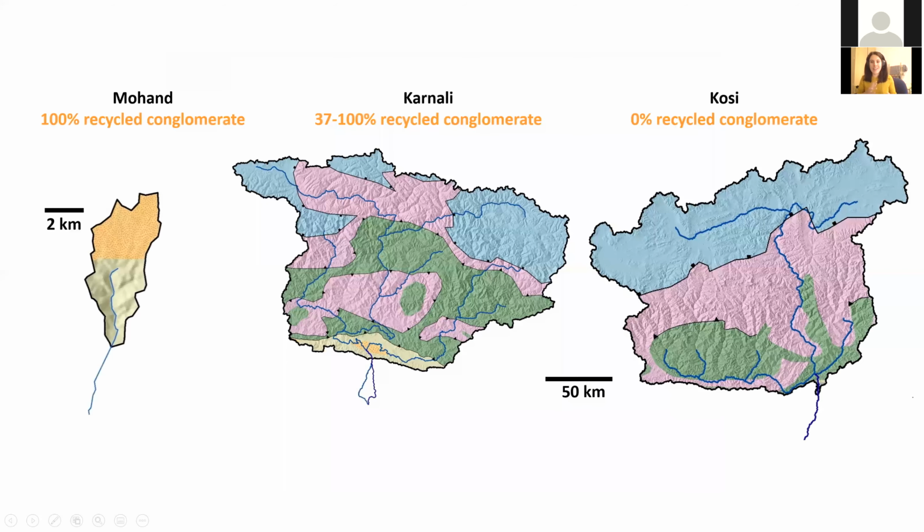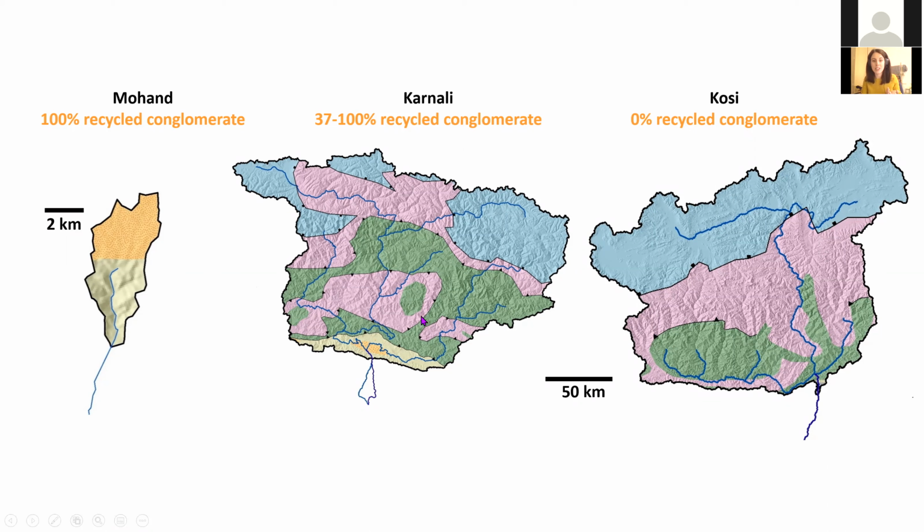To compare and contrast and see if these conglomerates are having an impact on changing the characteristics of the coarse sediment entering the plains, I compared three contrasting catchments. We have the Mohand foothill-fed river here, just over at Dehradun in northwest India. This catchment is quite small, and it only locally feeds off Siwalik foothills, so all of its coarse bedload is going to be Siwalik conglomerate.